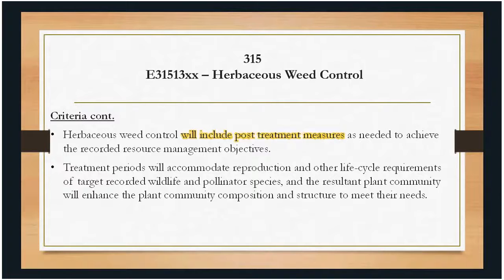Also in the criteria, it says herbaceous weed control will include post-treatment measures as needed to achieve the recorded resource management objectives. So, for example, if you're trying to do this in cheatgrass and you use some chemical to eliminate cheatgrass, you have to put in whatever post-treatment measure, like seeding, that you would need to finish achieving the objective.